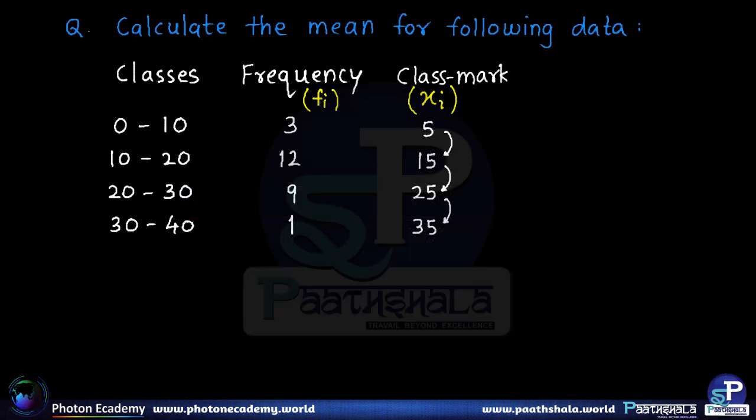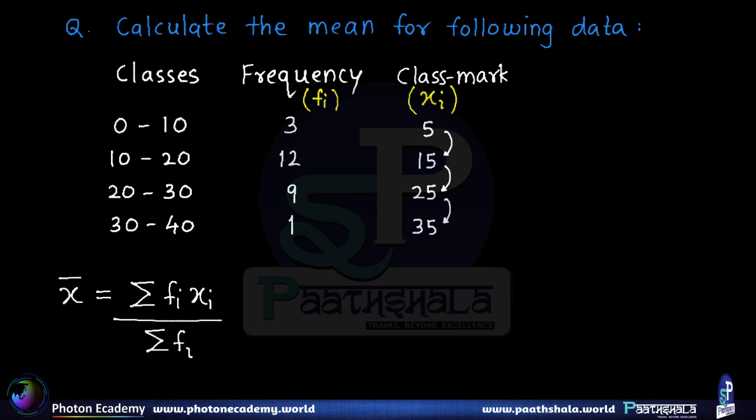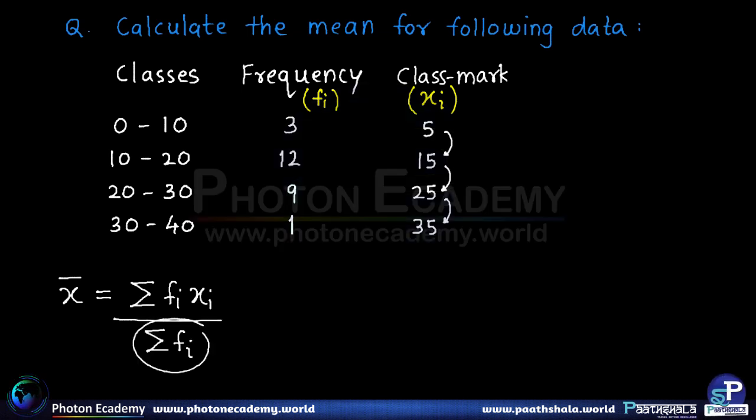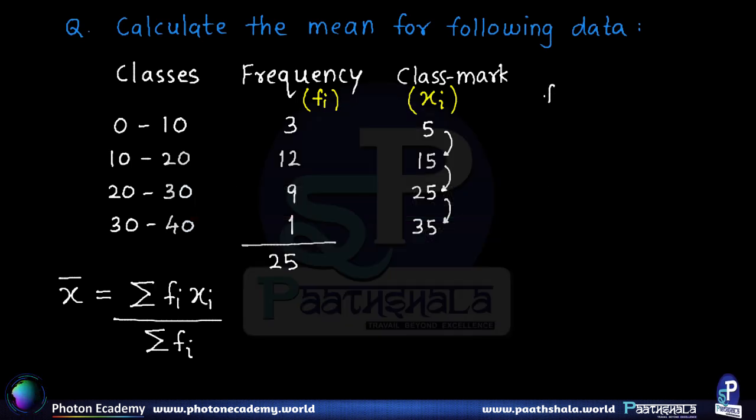Okay. Now let us first keep the formula ready. We know that x bar is summation of fi xi divided by summation of fi in case of continuous data. So let us first calculate summation of fi, because anyways we are going to need it. So this turns out to be 25. Now then we have to first calculate the product fi xi. So let us make a new column of fi into xi, correct?